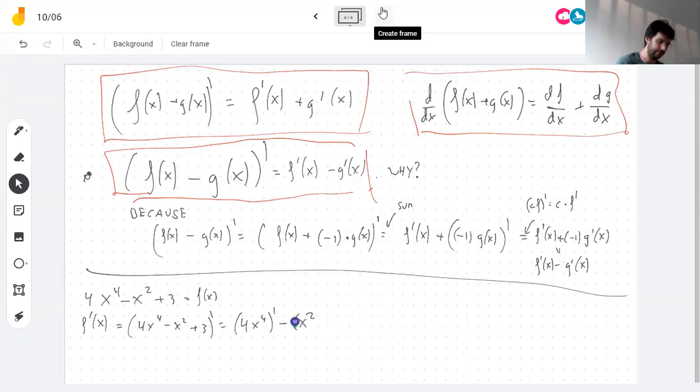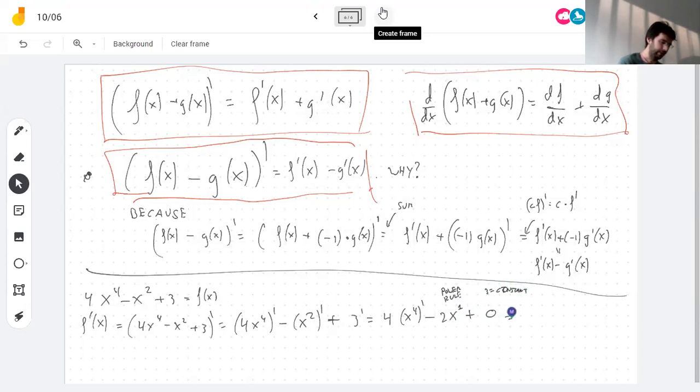And now I have a sum and, well, difference of things. Just like the derivative of a sum of two things splits into the sum of the derivatives, the same happens for three things. Just do this rule twice. The derivative of 4x to the fourth is a constant multiple of x to the fourth, so I can take the 4 out. Now, for x squared, I use the power rule, because is the base a constant? Is the base x? Yes. Is the exponent a constant? Yes, it's a 2. So I get 2x to the first power. And finally, the derivative of 3 is 0 because 3 is a constant.